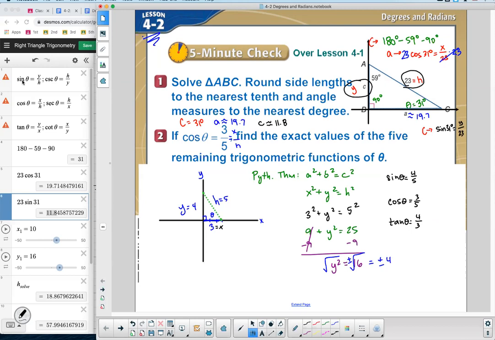And now we do the reciprocals. Sine's reciprocal is cosecant. So C is C theta. You flip the fraction here, you take the reciprocal. It's 5 over 4. It's h over y, 5 over 4. Cosine's reciprocal is secant. Again, you could get that right there, secant. And it's its reciprocal, so it would be 5/3, h over x. And tangent's reciprocal is cotangent. And it is x over y, 3 over 4. So that's how you get the answer to number 2.